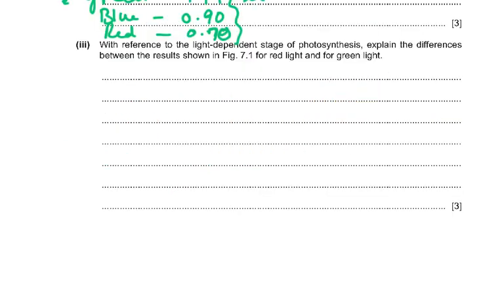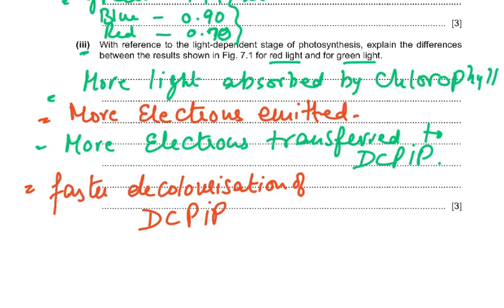Then coming to part 3, with reference to the light dependent stage of photosynthesis, explain the differences between the results shown in figure 7.1 for red light and green light. In the light dependent stage, what happens? More light energy is absorbed by chlorophyll, more photoactivation, more electrons emitted. So a higher rate of electrons transferred to DCPIP, so more decolorization of DCPIP. So more light absorbed by chlorophyll, more electrons emitted, more electrons transferred to DCPIP, and a faster decolorization of DCPIP.